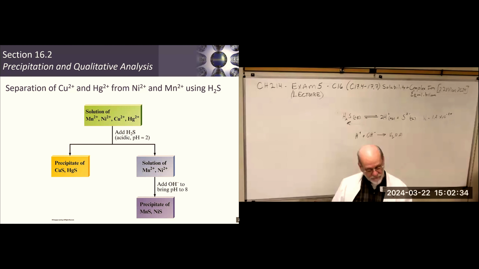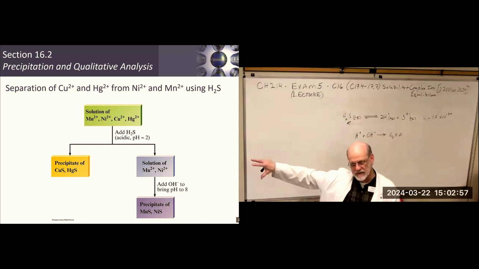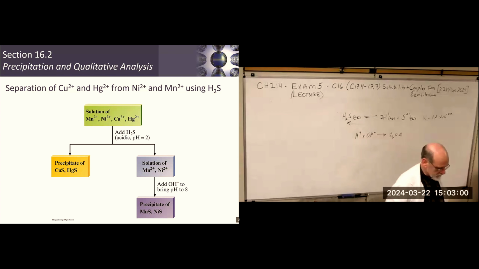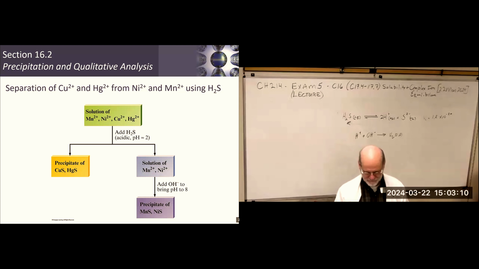And then what you've got left over is the manganese and the nickel, and then you add hydroxyl to get the pH basic, and that'll release a whole bunch of sulfide, and the sulfide then will be high enough concentration to make the Q greater than the KSPs for either of those two. Now you have one solution with copper and mercury and the other solution with manganese and nickel. Then you may be wondering, how do you get the copper and mercury apart? Right? That's another question.